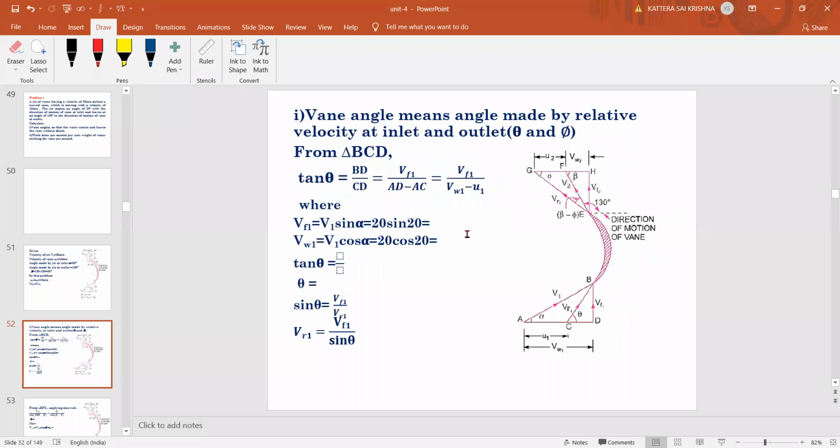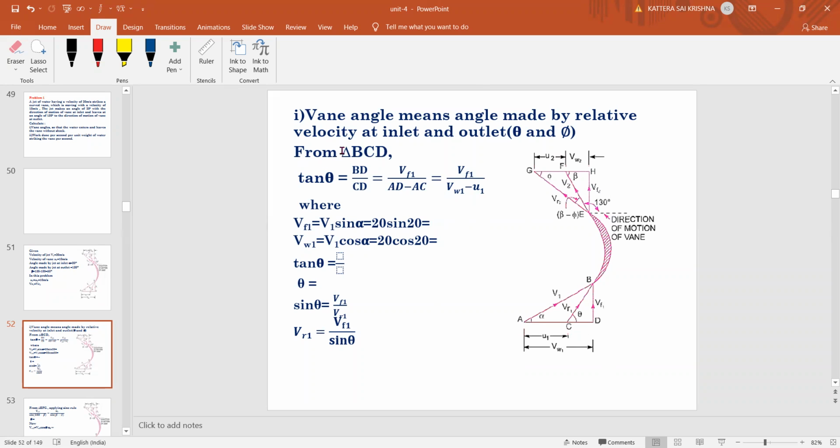Right, after writing this, okay, Prasad. First he is asking to find the vane angles, which means theta and phi we need to find. What I am doing is taking the triangle BCD, because we can find VF1 since we know V1. VF1 is nothing but the vertical component of V1. Already V1 is there and alpha is there, so we can find VF1 easily. The remaining term, the CD value, we can also find, because VW1 is the horizontal component of V1 and the U1 value is already given. So the CD length we can also find.